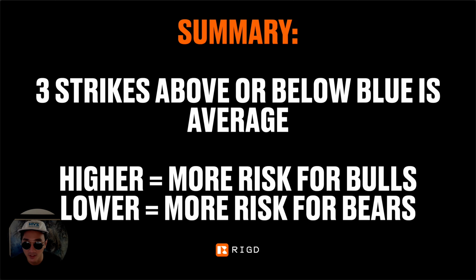So if you're using the rigged AI system, it's 11:42, you get a bull bomb, but you see that we're already up 3 strikes. Are you going to take it? You can. Free society, free world, do what you want. Sometimes it works, but there's more risk, because 3 strikes above or below is average.